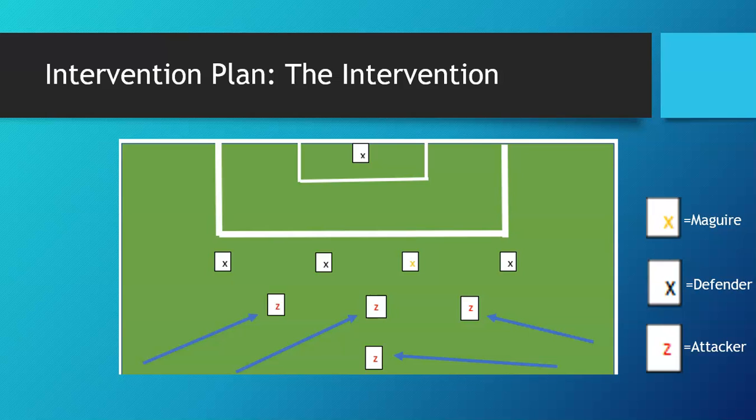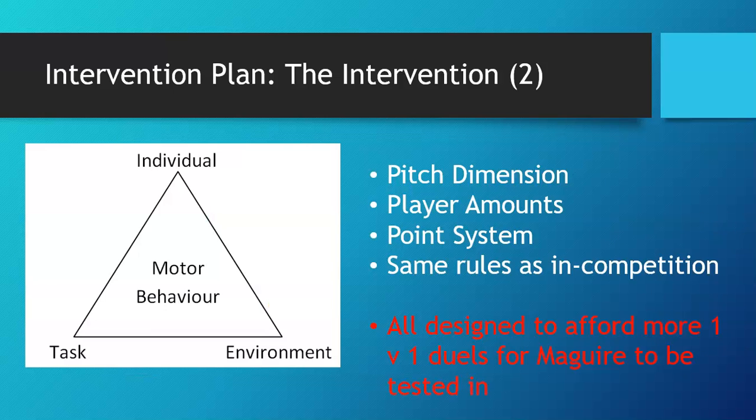Using the constraints-led approach, as emphasised by Newell 1986, key task constraints were placed on the practice in order for the desired scenario of getting Maguire in 1v1 dyads. These were pitch dimensions smaller to increase chance of dyad scenario, number of players lessened again to increase the chance of dyad scenario, and some other following rules.